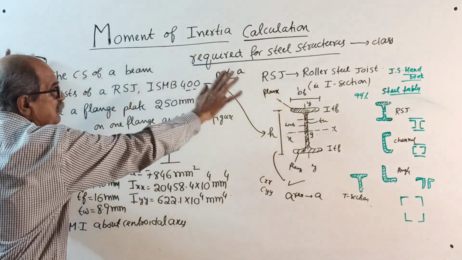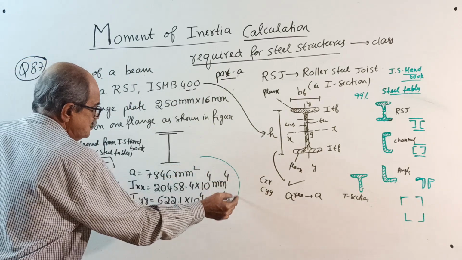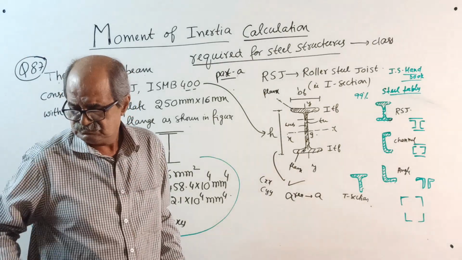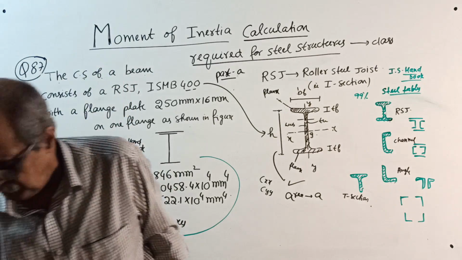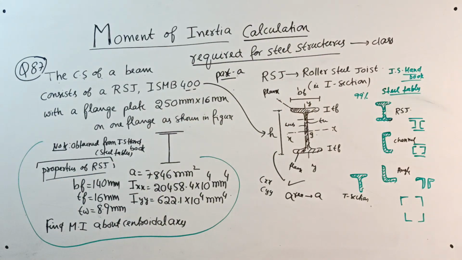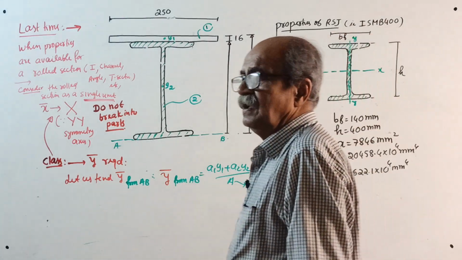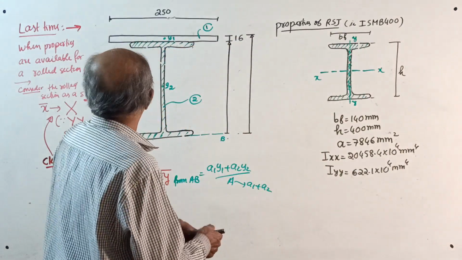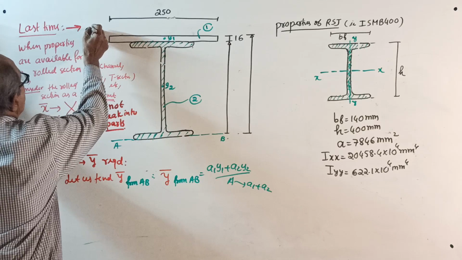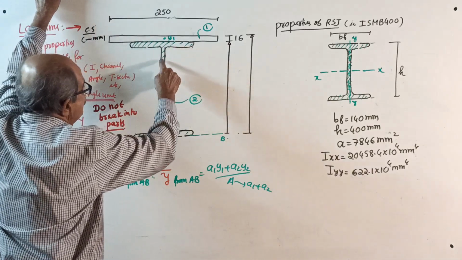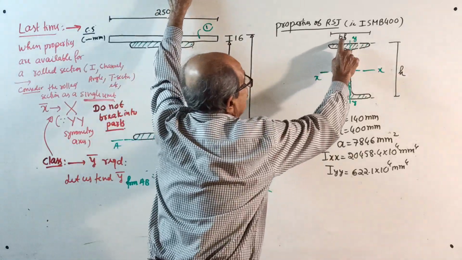Remember, I want the full board to write. All these values are given in the question. Okay, now we start. First write the neat cross section. All dimensions are in millimeter. See, this is the I section.